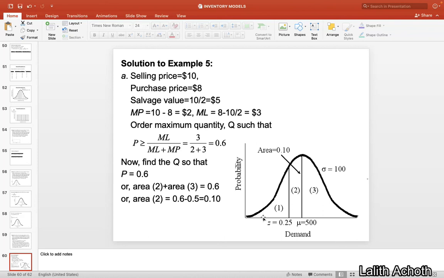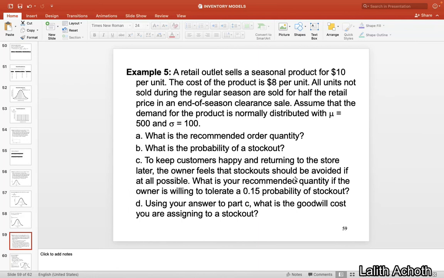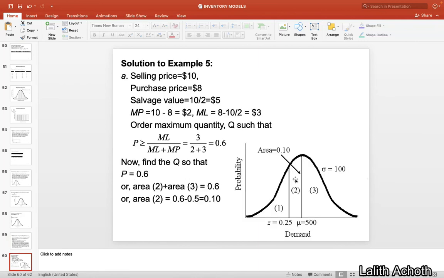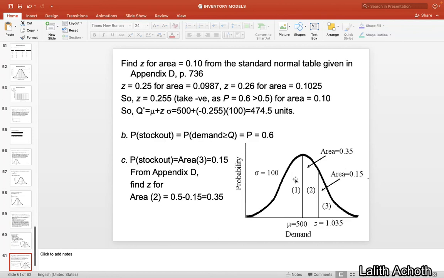Now you have to look at that 0.6 value in the table. If you look at the 0.6 value, it is 0.1 beyond 0.5, that is because of the table. But if you have Excel, you just use NORM.INV, and in brackets you put 0.6, mean 500, and the standard deviation, which is 100, and you'll get the value directly. That becomes your order quantity.